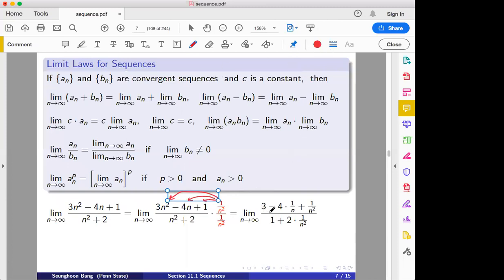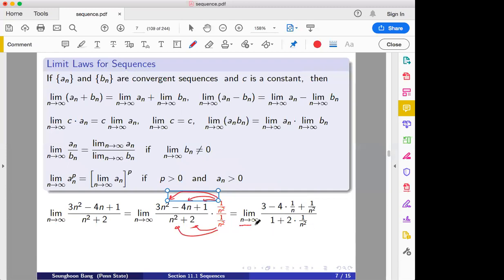So we have 3 minus, right? 3n squared times 1 over n squared, n squared is crossed out, 3. The minus 4n times 1 over n squared, only one n is crossed out: negative 4 times 1 over n. The 1 times 1 over n squared is 1 over n squared. Similarly, distribute 1 over n squared on the bottom: n squared times 1 over n squared, n squared is crossed out, 1. 2 times 1 over n squared is like this.